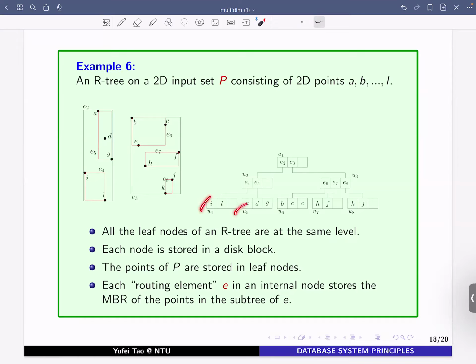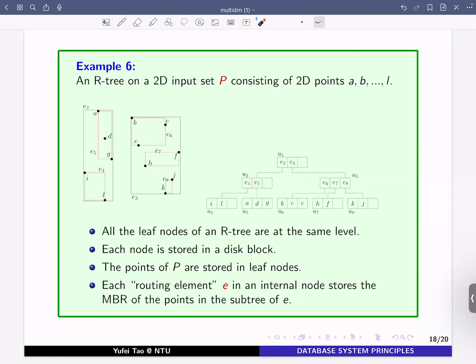So those are the elements at the leaf level, right? So now let's look at these guys. They appear to be routing elements, right? So for example, E4. What do we have in this routing element? In the B tree, this would be the smallest number in the subtree, as I always said. However, this is in R tree, so you can no longer say the smallest. So what do you store here?